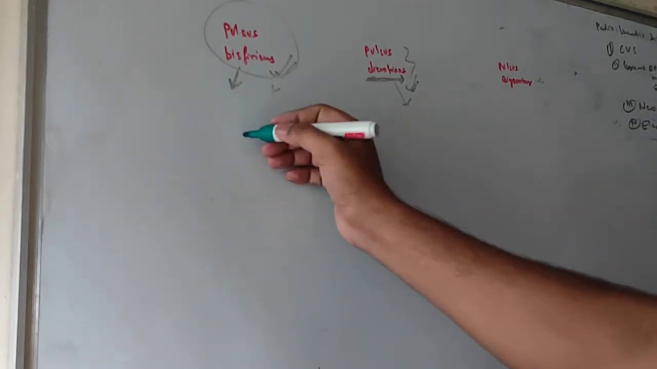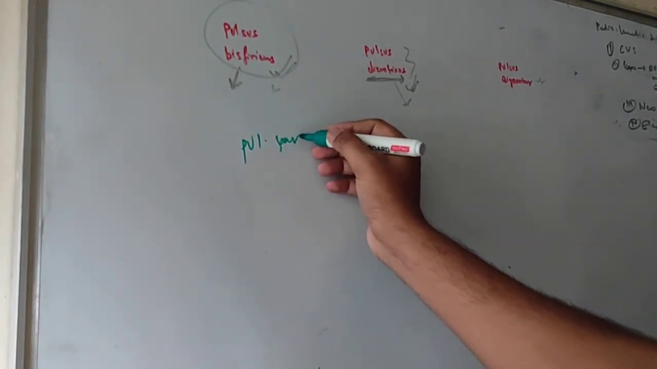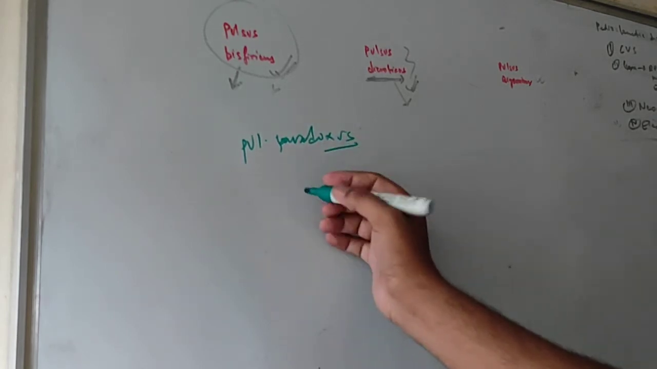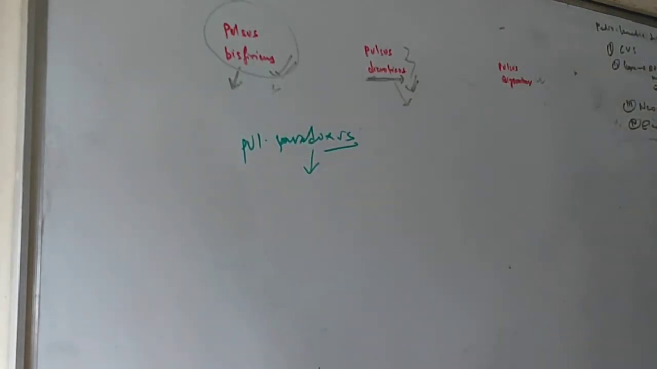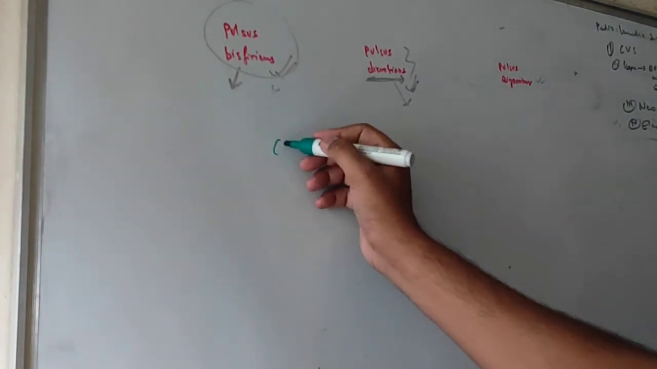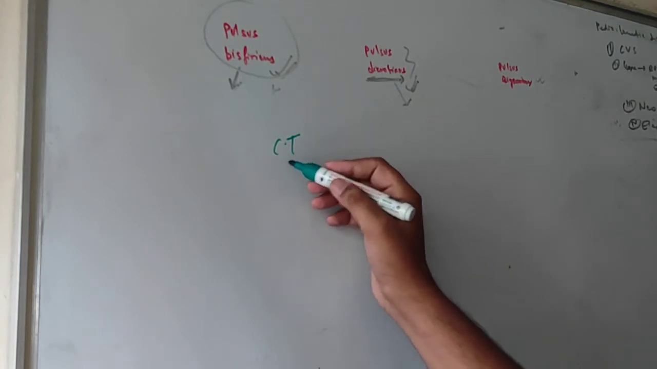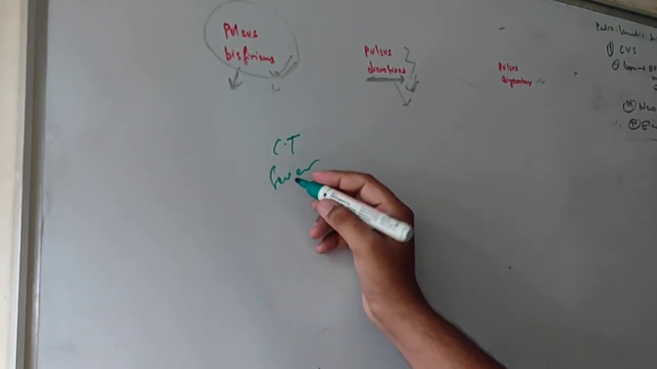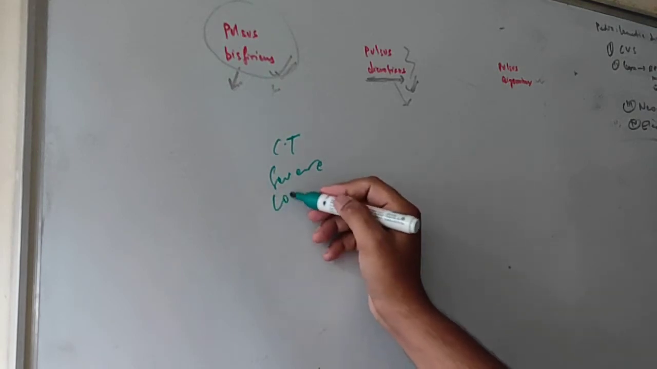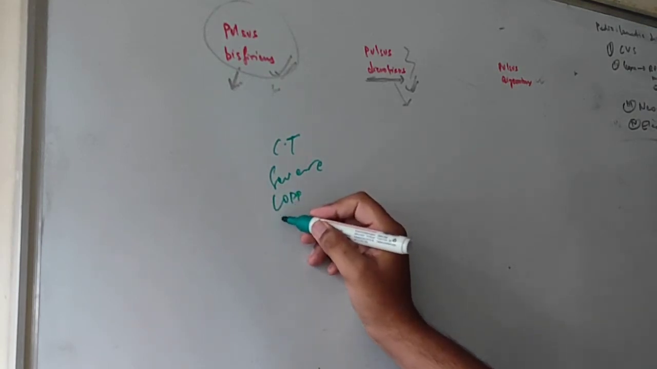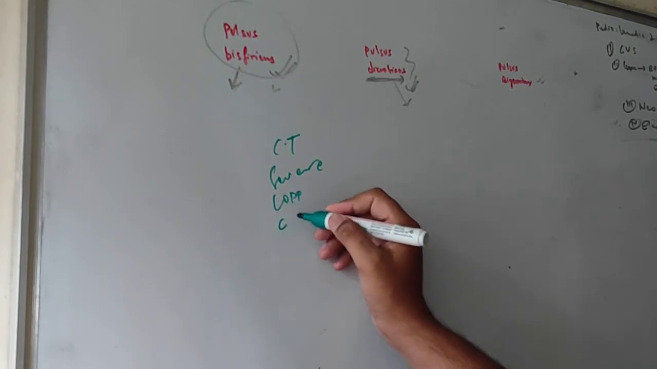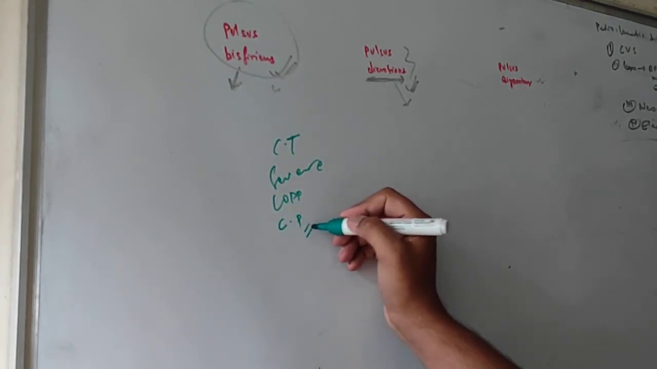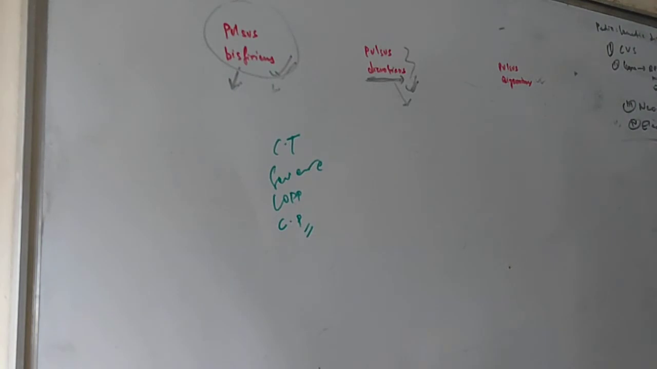In pulses, there is something called pulsus paradoxus. Paradox itself is self-explanatory. Why is there a paradox of pulse in pulsus paradoxus? It is found in conditions like cardiac tamponade, severe asthma, COPD, and in some 15 to 20% of constrictive pericarditis, we find pulsus paradoxus.